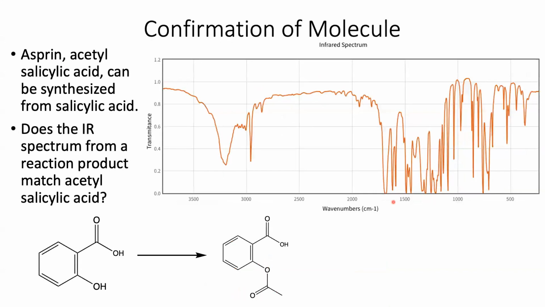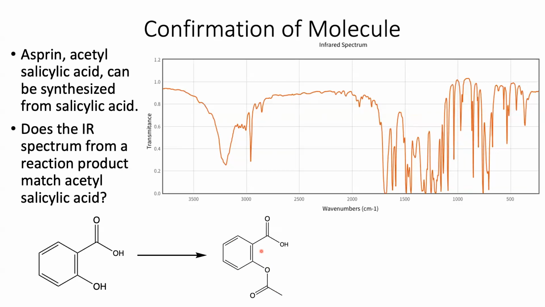Now let's do one last quick problem. Let's say I have a reaction that I want to verify. I want to synthesize aspirin. So this is acetyl salicylic acid, the molecule here on the right. You can synthesize it from salicylic acid. So the question here is, does this IR spectra agree with the product of acetyl salicylic acid?